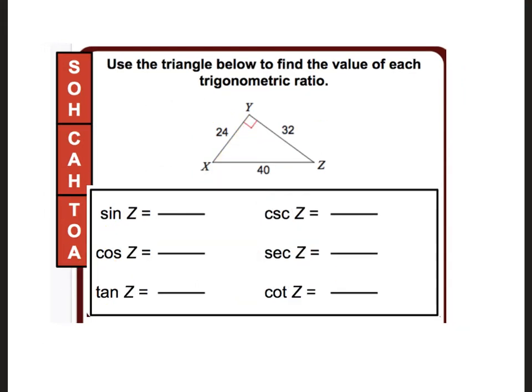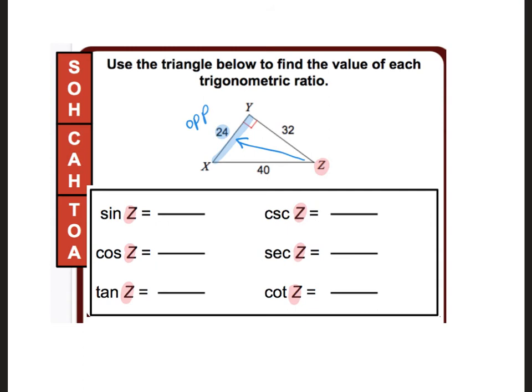So for this one, you have the same triangle. The only thing that changes here is now they have us looking at z. We have sine of z, cosine of z, tangent of z, cosecant, secant, and cotangent of z. So we're looking at this angle. So we need to relabel our sides. Again, I'm going to start with the opposite. That's the one across from z. It's going to be this side here, which is 24. So this one is opposite.